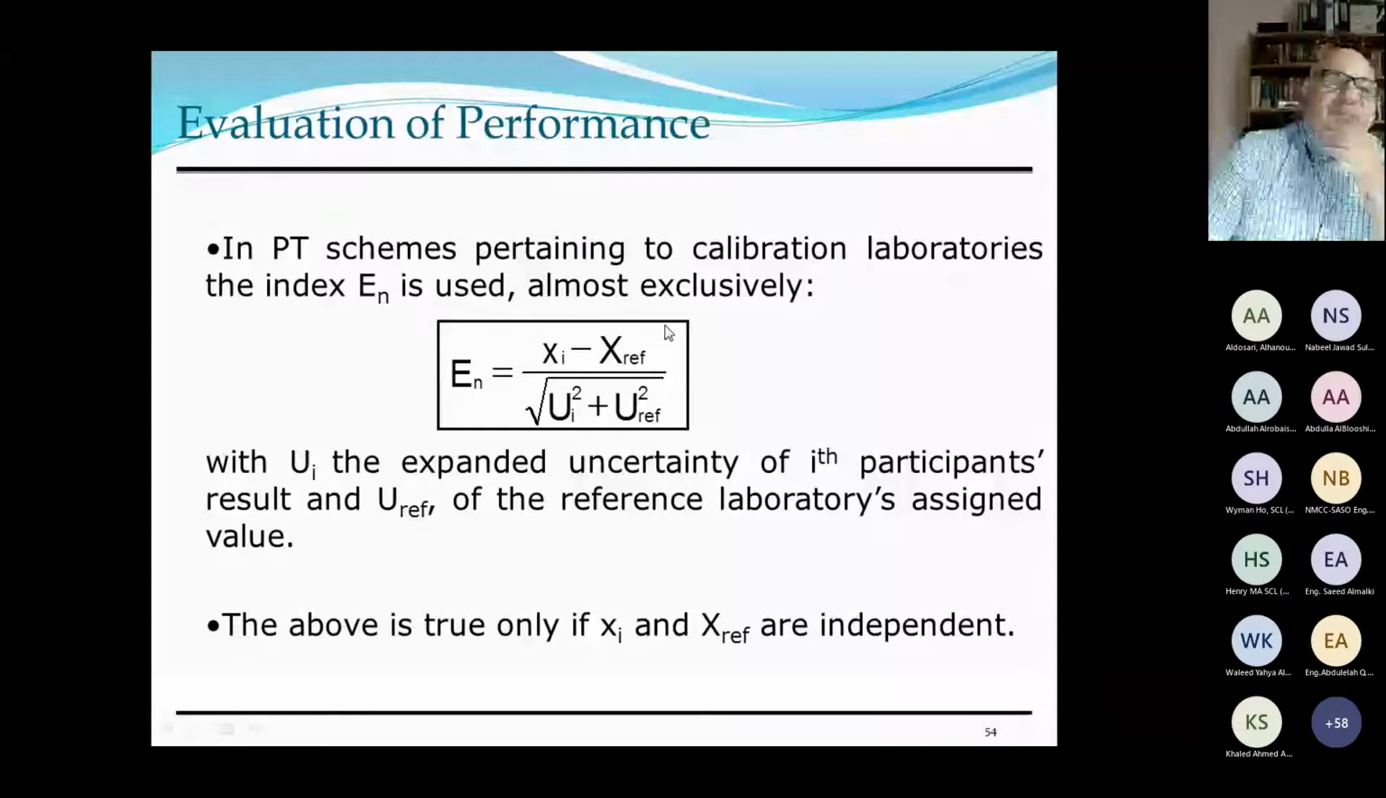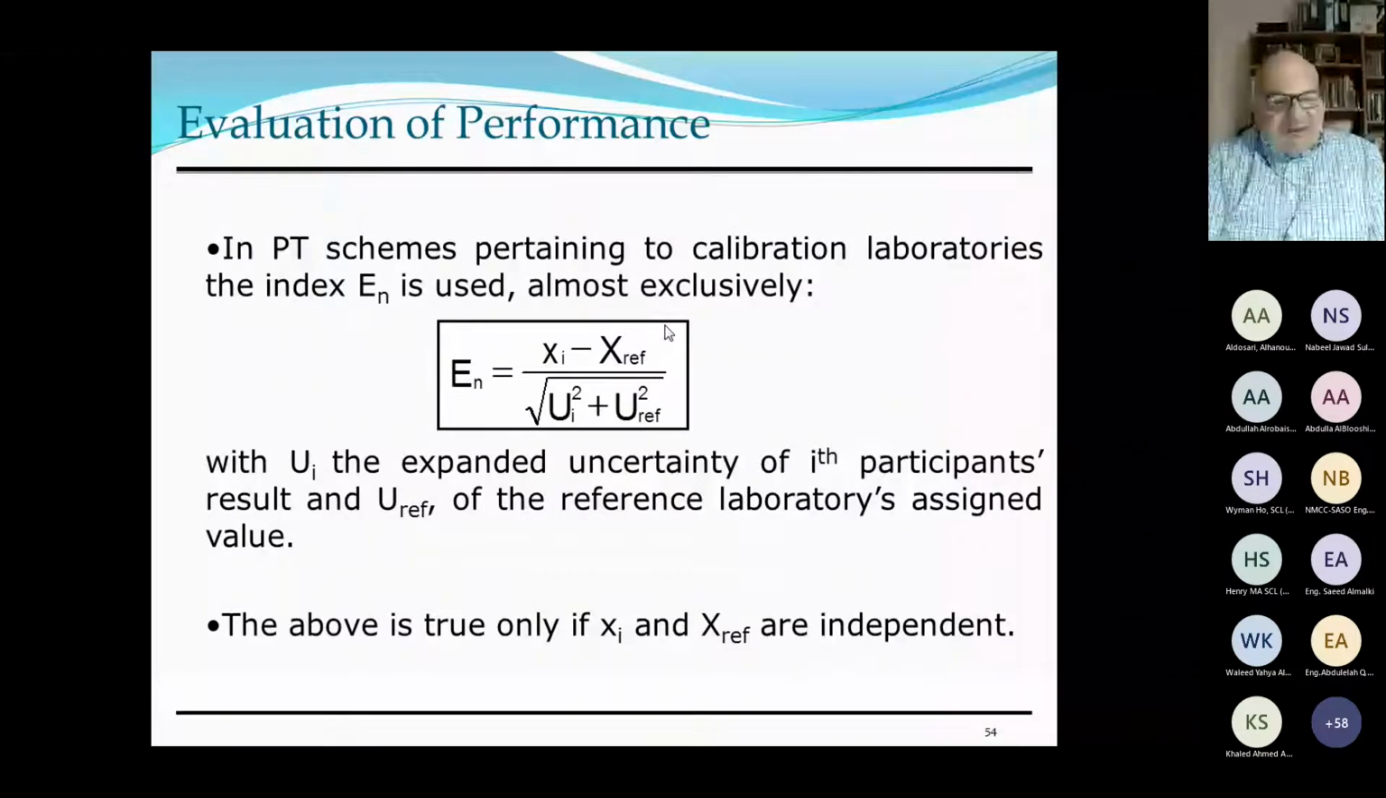So how is performance evaluated? It's through the EN index, which is simply the difference between the value obtained by the laboratory and the reference value, divided by the square root of the sum of the squares of the expanded uncertainties of the laboratory and of the reference laboratory.